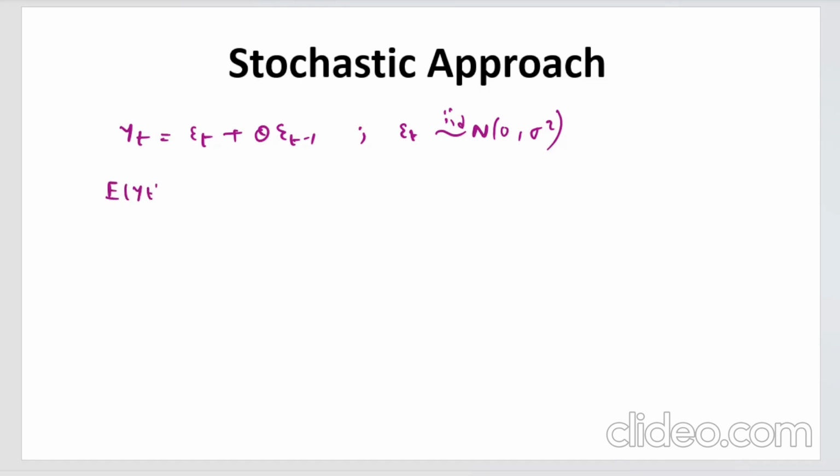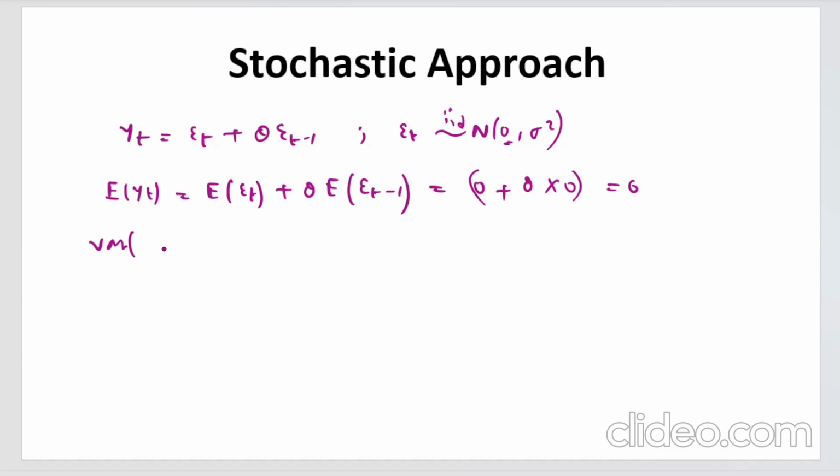Expected value of yt: expected value of epsilon t plus theta times expected value of epsilon t minus 1. This is 0 plus theta into 0. So this entire thing is 0. What is the variance of yt?